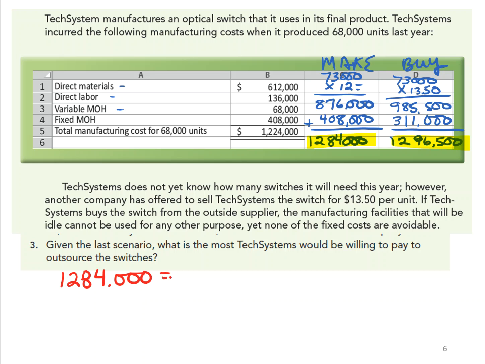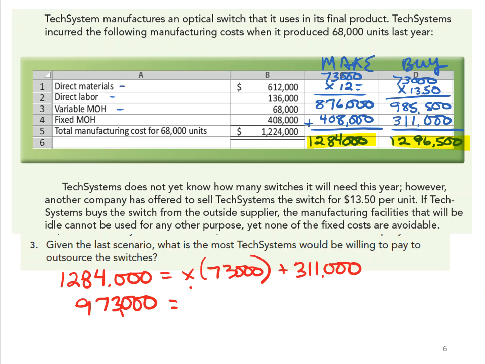Okay, so if that is the case, then we know we will produce X, which will be the cost, times 73,000 units, because that's what we need, plus the fixed cost of $311,000. So if this is the case, we can take the 311, subtract it from the 1284, that gives us 973, just some basic algebra here, and that will be 73,000x. Probably looks better that way. So if we do the math, then that tells us that the most we would be willing to pay per switch will be $13.33.